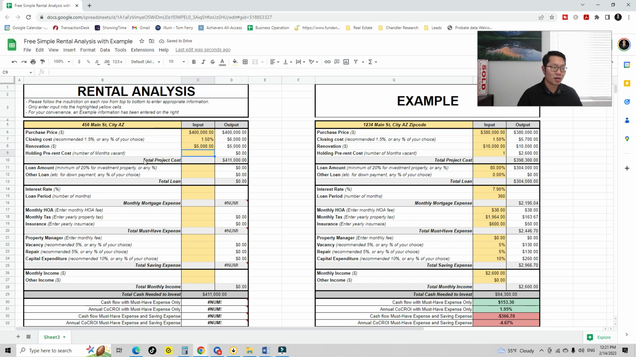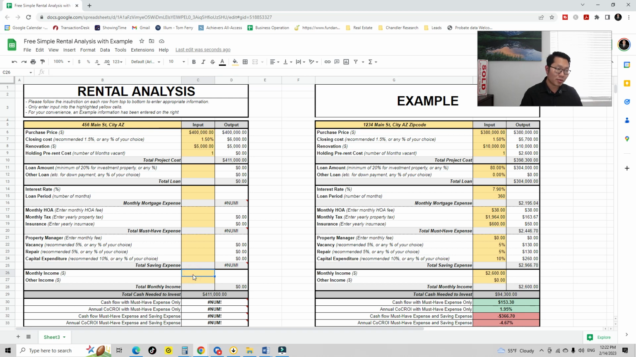Holding pre-rent cost. This is the number of months that the house is going to sit vacant based on the market condition. Let's say for Arizona it's fairly hot, so I can enter one. Some of you may say, well, why not zero? The reason is that it depends on two different pieces of information to calculate. One is the number of months that it is sitting vacant. It also depends on the monthly income below here as well. So let's figure out that information right away.